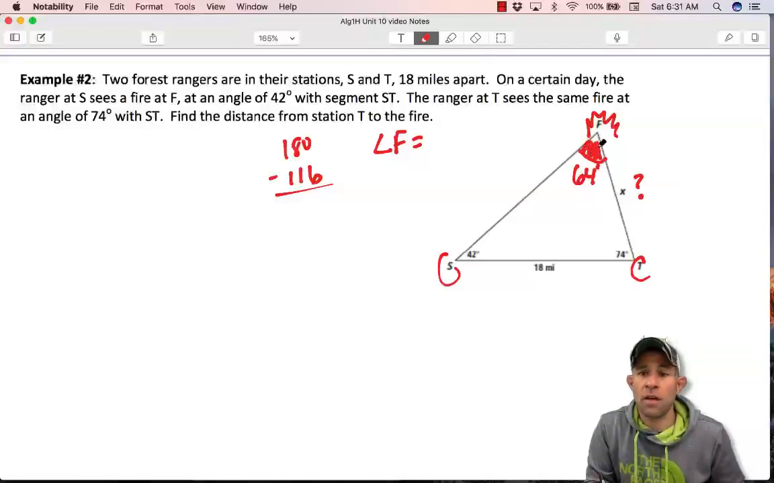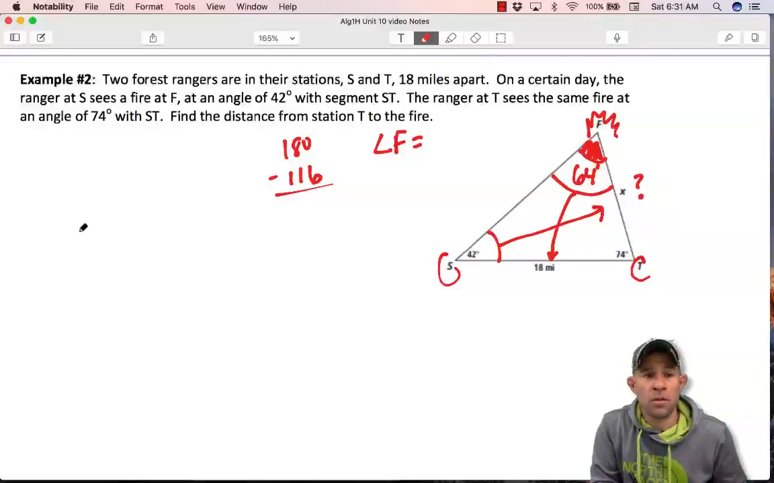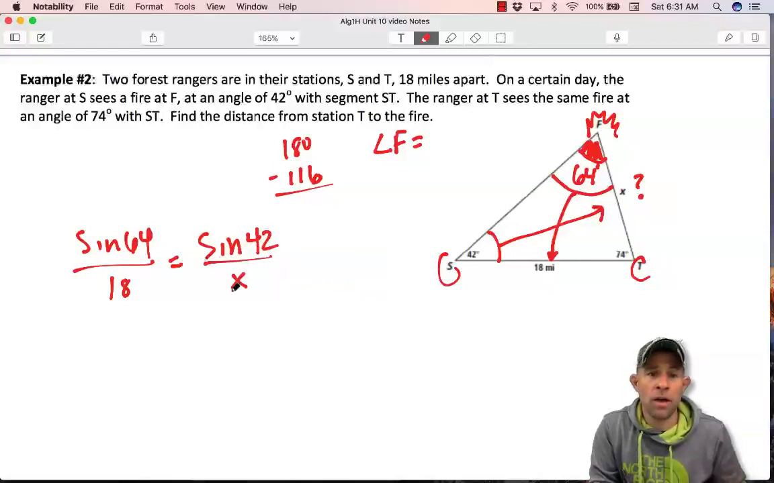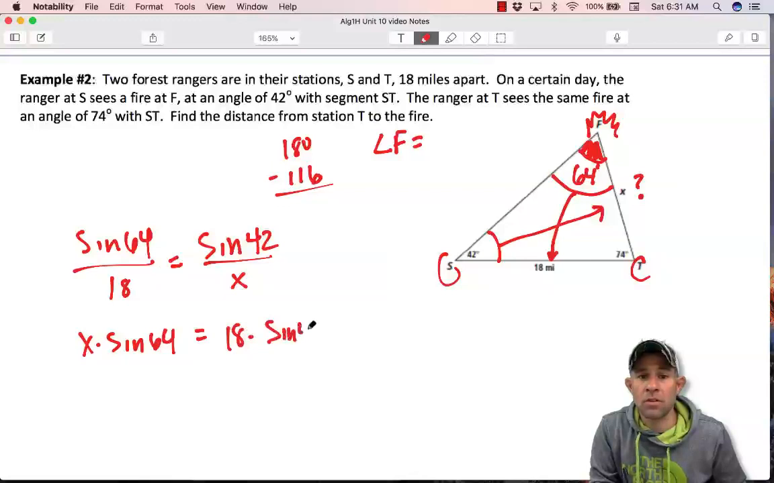So our law of sines should read the sine of an angle over the side across from it should be proportional to the sine of another angle over the side across from it. So we'll set up sine 64 over 18 is proportional to the sine 42 over x. Now we have a proportion which we can cross multiply: x times sine 64 is equal to 18 times sine 42.